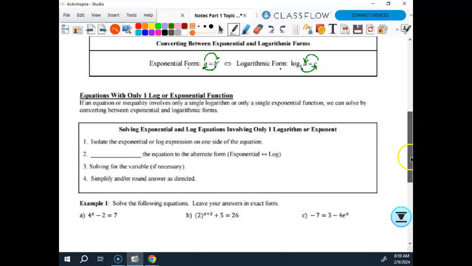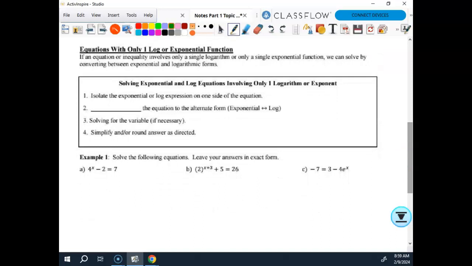When we solve them, there's a couple of different things that could show up along the way. And so one of them is when we just have one log. So if we just have one log equal to some number, what do we do? If it involves only a single logarithm or only a single exponential, we can solve by converting. All right? So when we solve these, here are our steps.